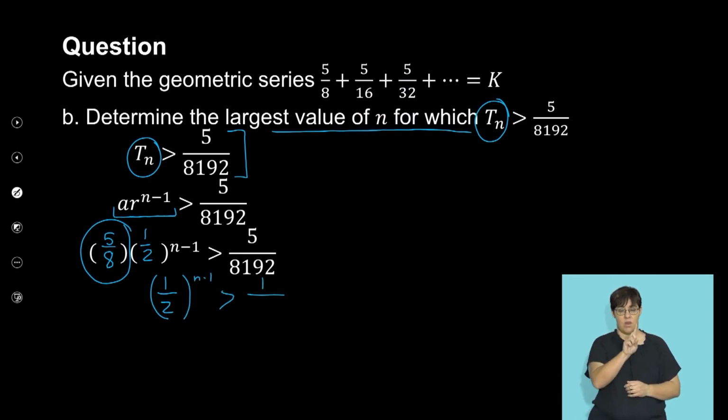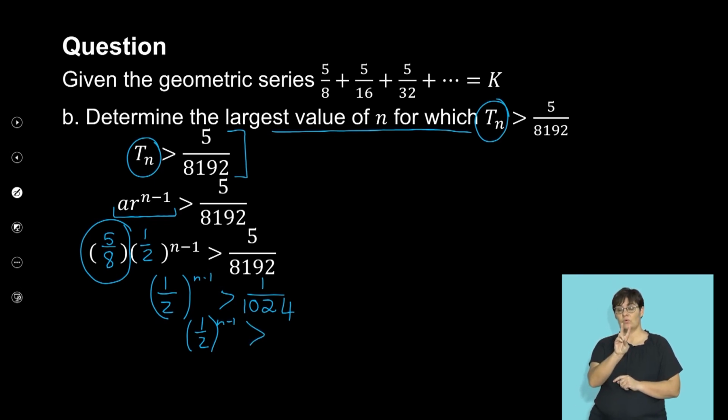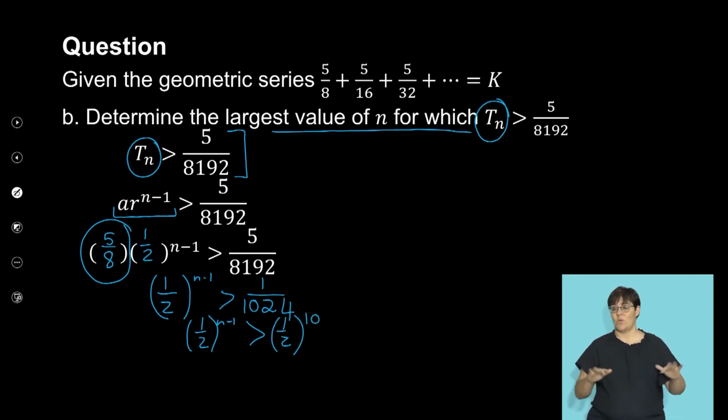So 1 over 1024. Luckily, if I am aware of how to use prime bases, I know that 1024 is 2 to the power of 10. So 1 over 1024 is the same thing as a half to the power of 10, which is wonderful because I like to be able to get the same bases in exponential equations because then I can drop them. But I have to remember that a half is the same thing as 2 to the power of negative 1.